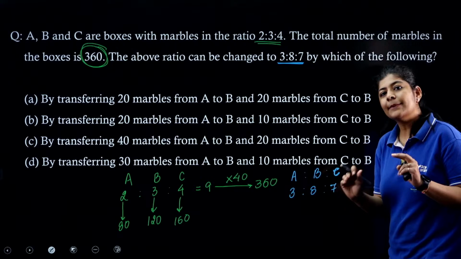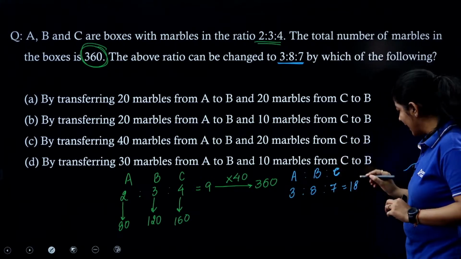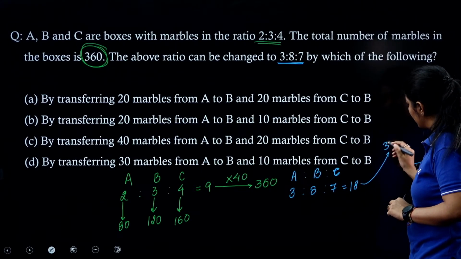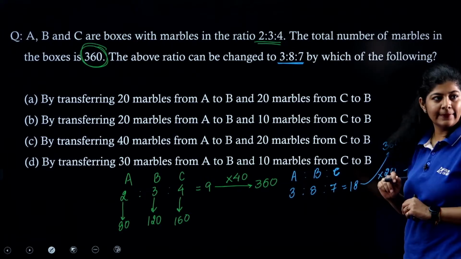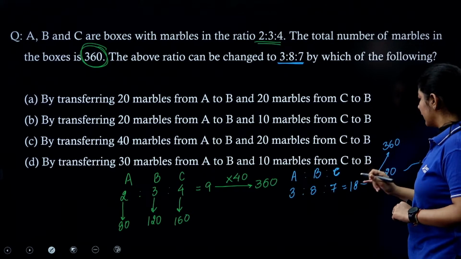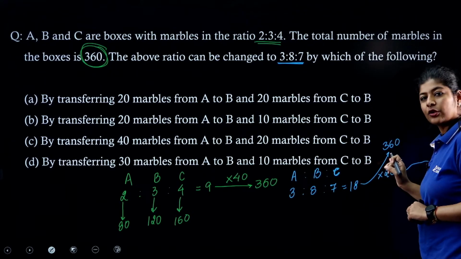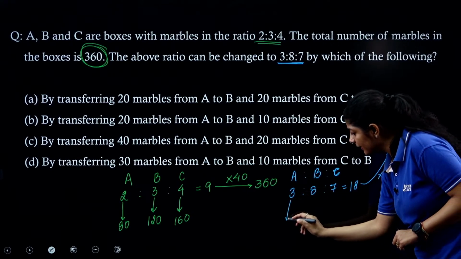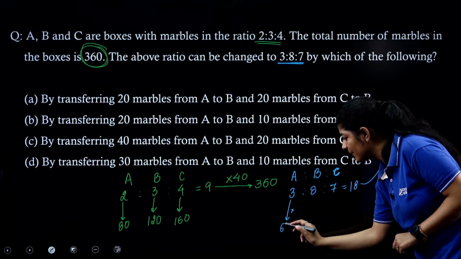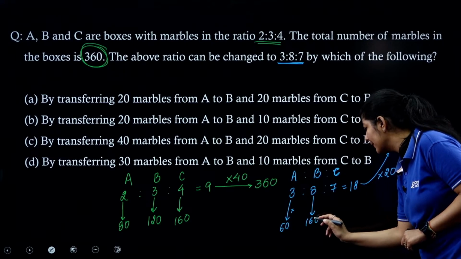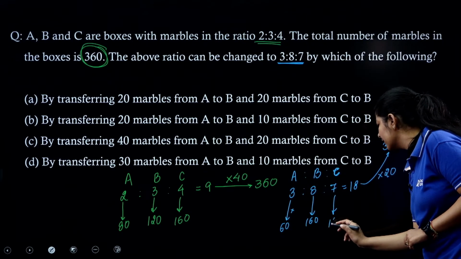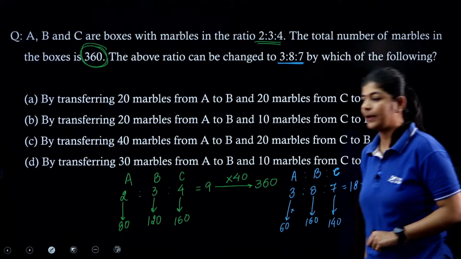But the total number of marbles will remain the same. That means the value of this 18 is also equal to 360. That means it is present on the multiple of 20. So here in box A we need 60 marbles, in this one we need 160 marbles, and here in box C we need 140 marbles.